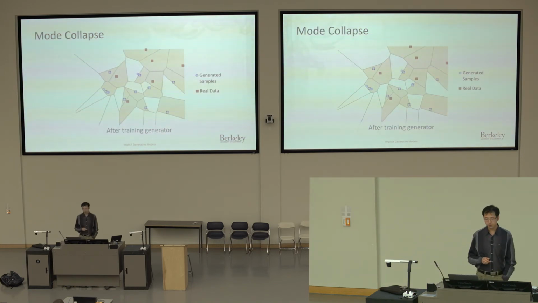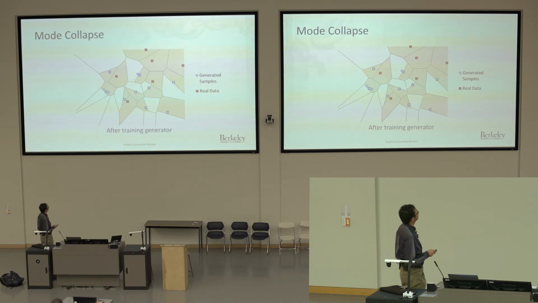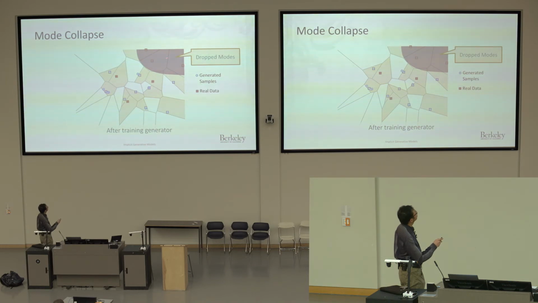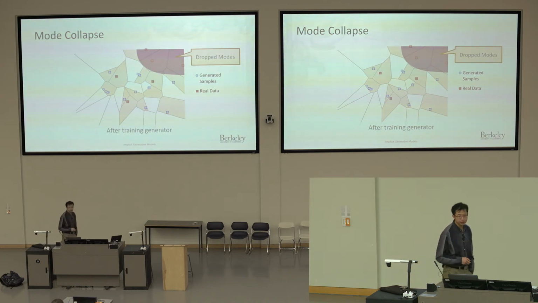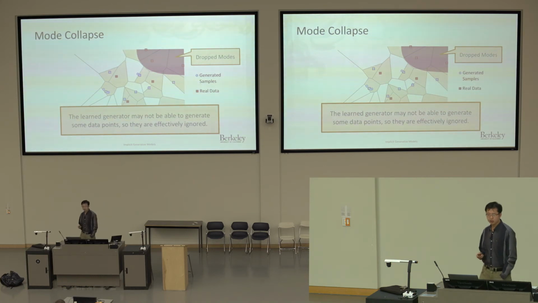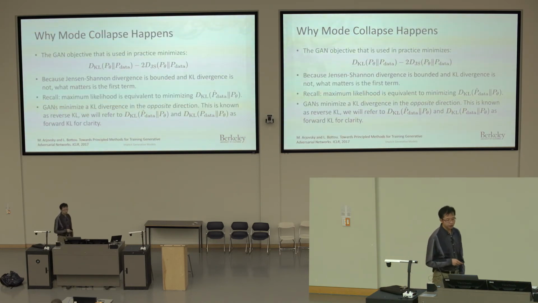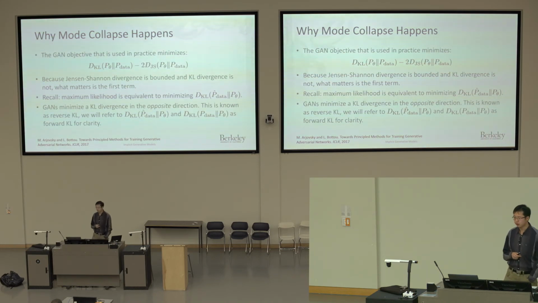GANs suffer from a well-known issue known as mode collapse. I'm going to illustrate what that looks like in the two-dimensional picture that I had earlier. If you pay attention, there are these red squares, data points, that don't have any blue points nearby. The blue points are the generated samples. If your generator cannot generate something close to these real data examples, that effectively means it's assigning low density to these data points, and these are the modes being dropped. The learned generator may not be able to generate some data points, so they're effectively ignored. That's what mode collapse means.